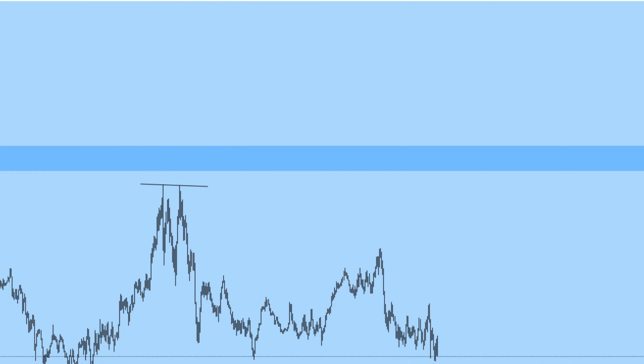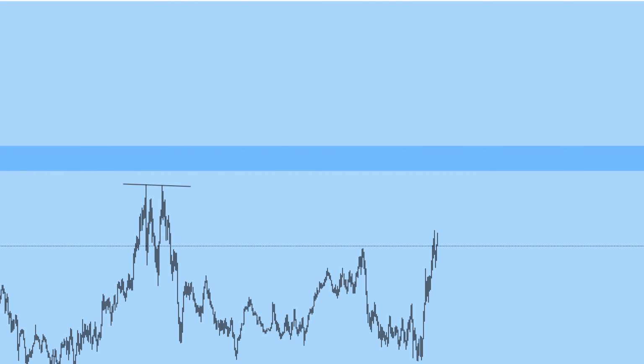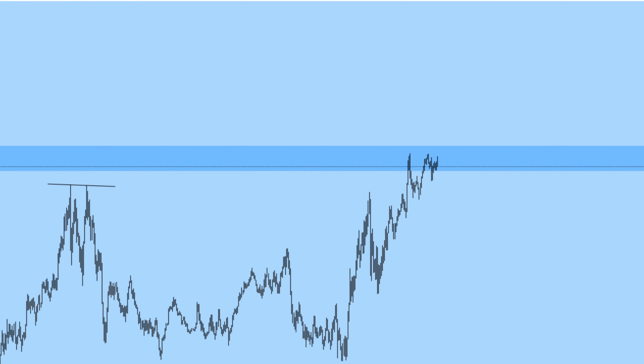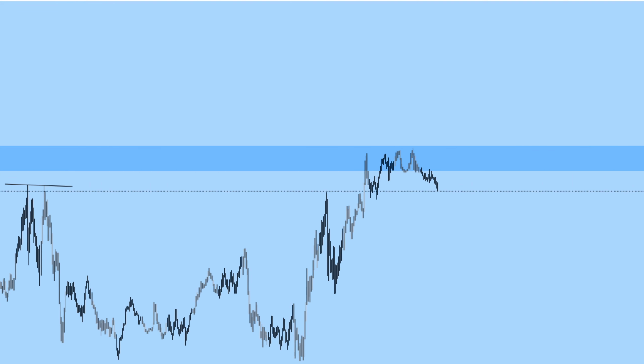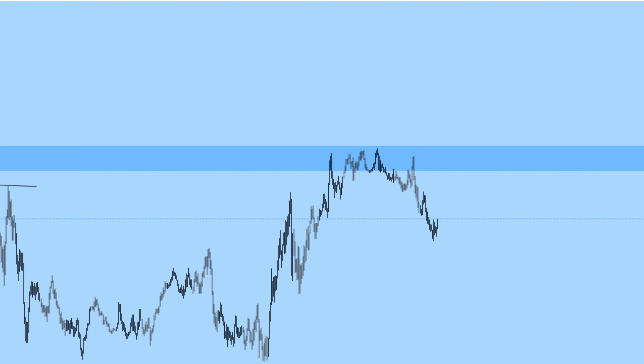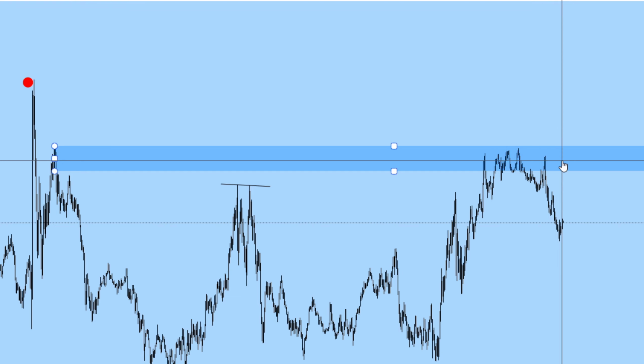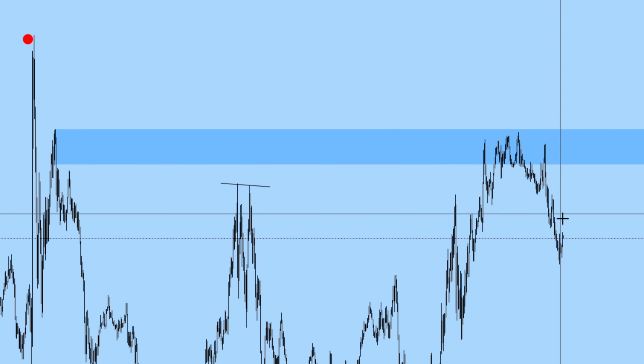We can see there's some inducement right over here, some double tops, and then price does its thing, enters the supply zone, distributes a little bit, and then takes off. Now, as soon as price action distributed, you see there's a second entry possible right over here. The market is slowly taking off.